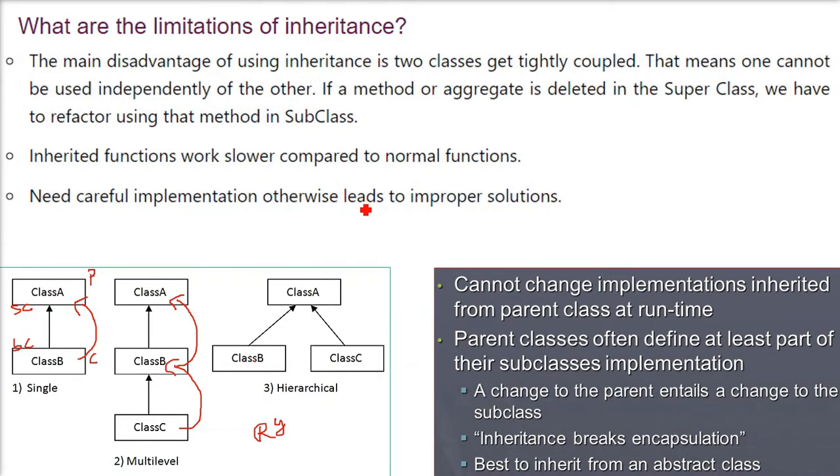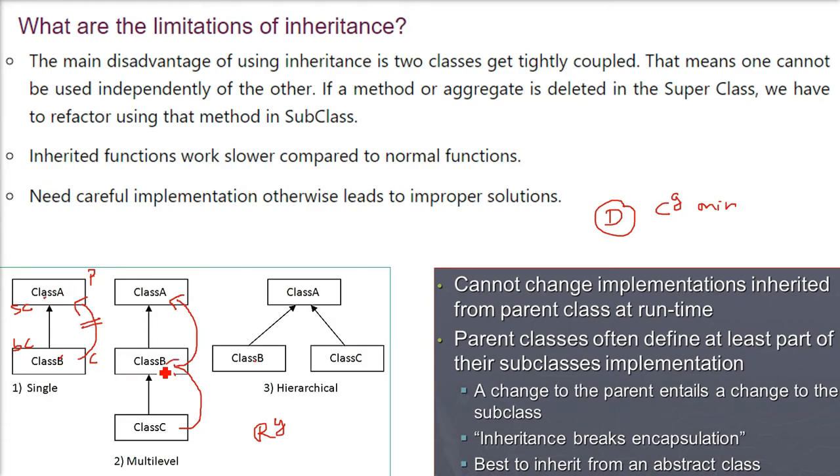But the disadvantage of using inheritance is that two classes are now tightly coupled. One is dependent on the other. That means one cannot be used independently of the other. When you talk about design, what do you want? You want low coupling and high cohesion. So when we talk about two classes, we talk about the coupling.